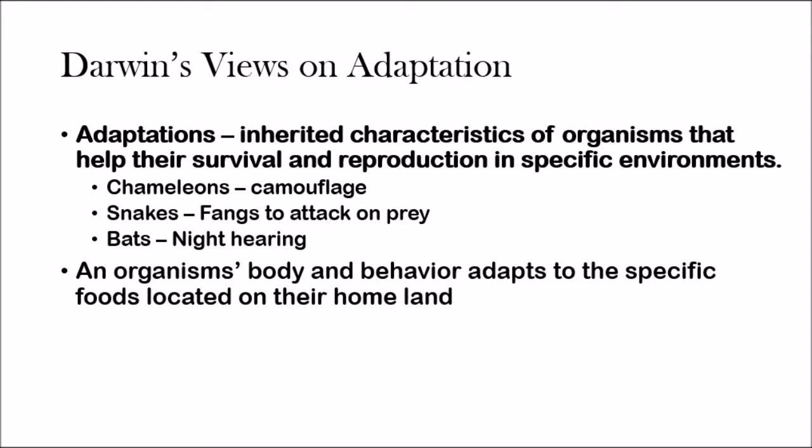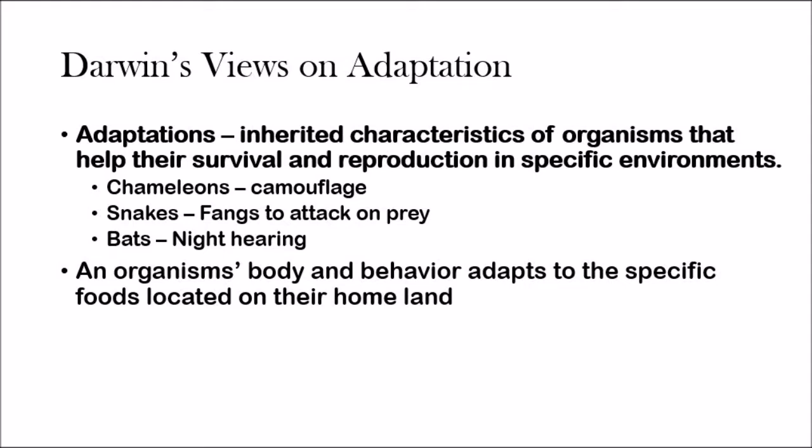Now, this is where Darwin really made his first big conjecture on evolution, and that was this thing he called adaptation. An adaptation is an inherited characteristic of an organism that helps it survive and reproduce in specific environments. So I just talked about that briefly with the fish, how a fish has fins in order to help it swim. That would be an example of an adaptation.